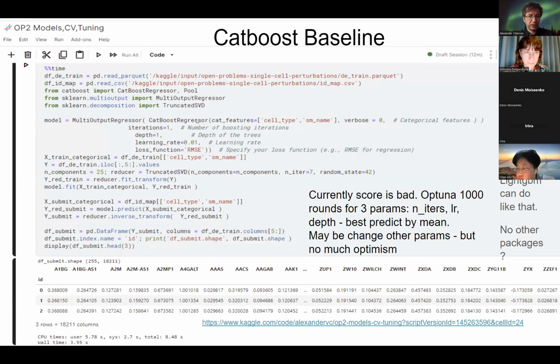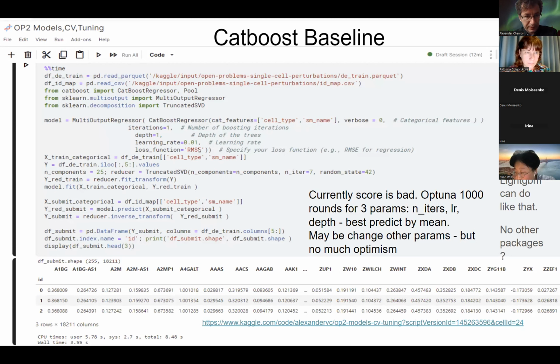We use CatBoost regressor, and about CatBoost, we know that you can give it the categorical features, cell type and drug name, just as they are, without any changes. You just say these features are categorical, and please train me the model. Yeah, and it will train some model. Actually, it will be very bad, but doesn't matter.